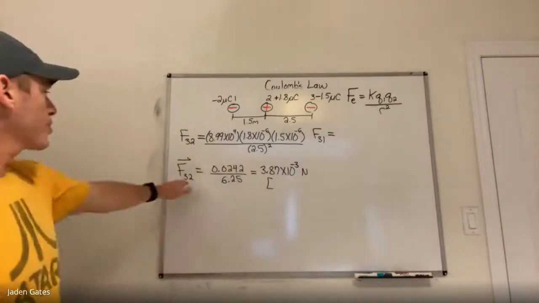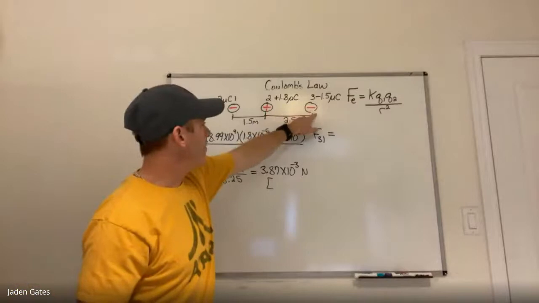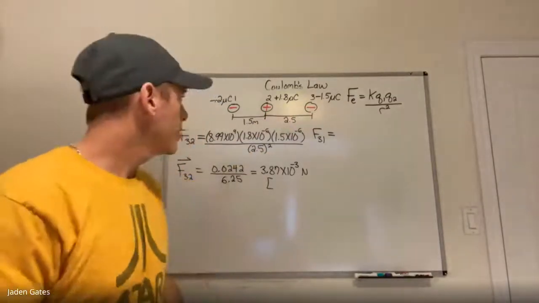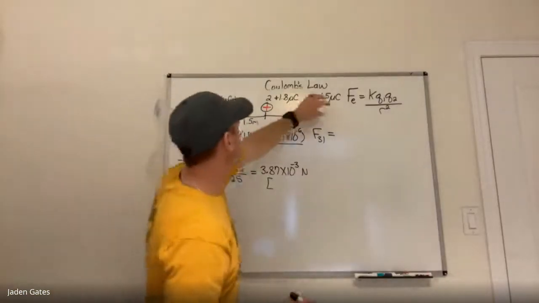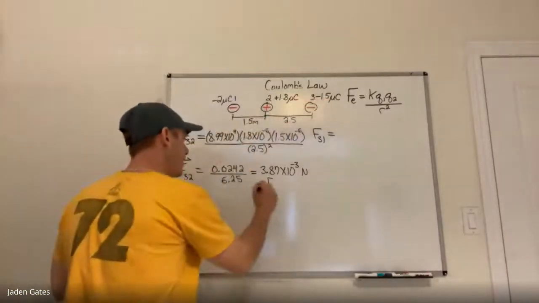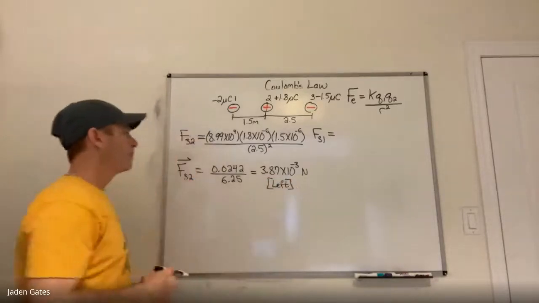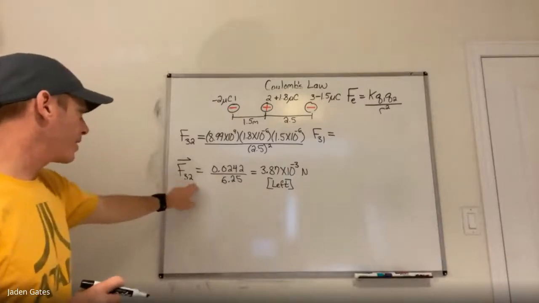Now, direction. The force on 3 by 2. Well, we have a negative symbol and a positive. So opposites attract. So number 3, the force on 3 by 2 is going to pull it to the left. All right, so that's what is happening to 3 because of 2.